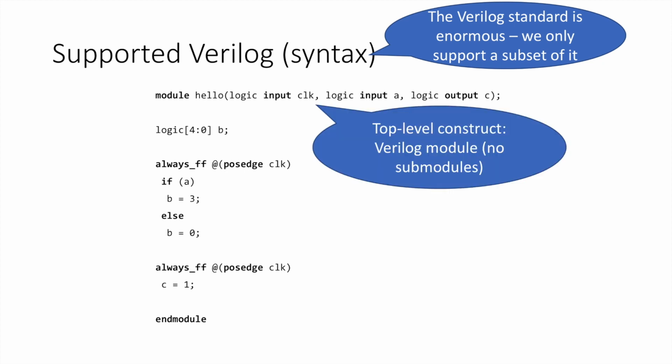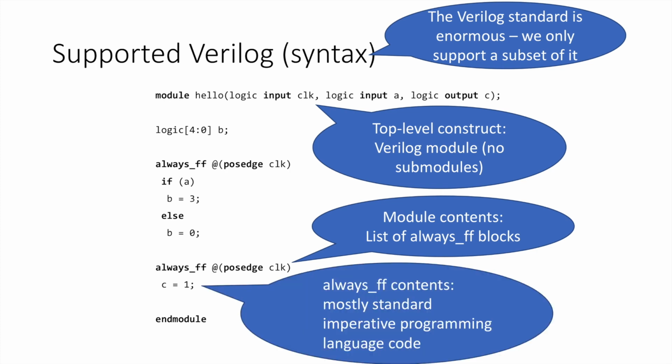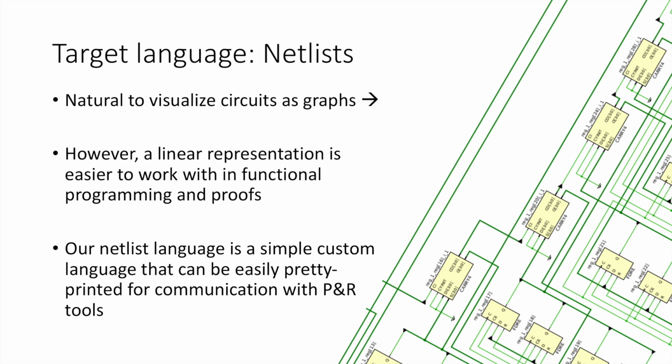So the top-level construct of the kind of Verilog Lutsig supports is a module. And these modules declare some inputs and outputs and take a clock input, because as we target FPGAs, we are interested in synchronous circuits. And then the contents of these modules are essentially lists of always blocks. And the contents of these always blocks are mostly standard imperative language constructs, a kind of C-looking programs. Okay, so that's the source language.